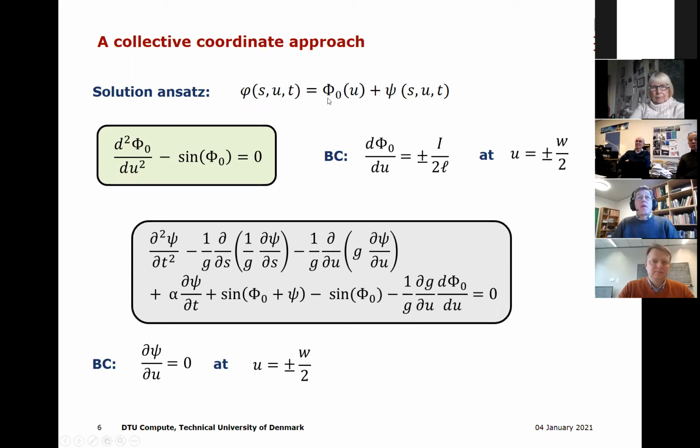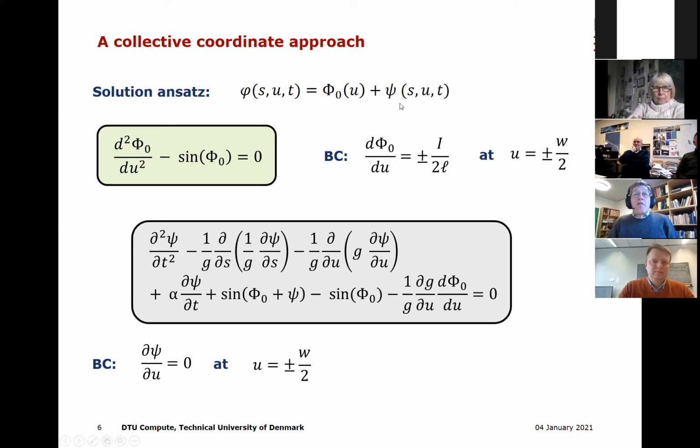The reason for using phi naught of u is to transform the boundary conditions into homogeneous boundary conditions for the psi here. So phi naught takes care of the inhomogeneous boundary conditions. Phi naught satisfies this type of pendulum equation, with a boundary condition that d phi naught du is proportional to the current I at u equals plus or minus the half width.